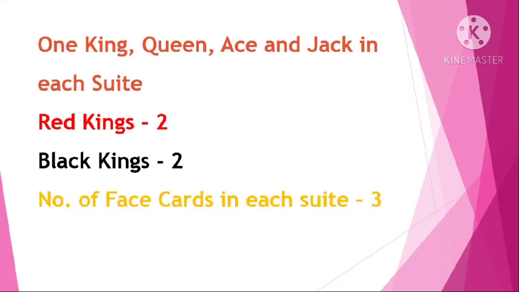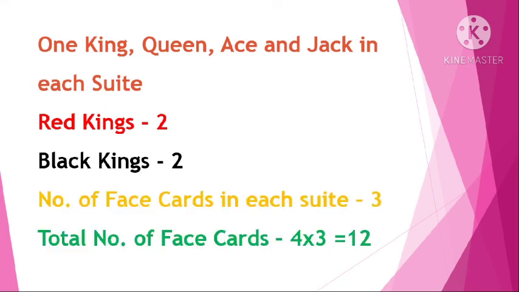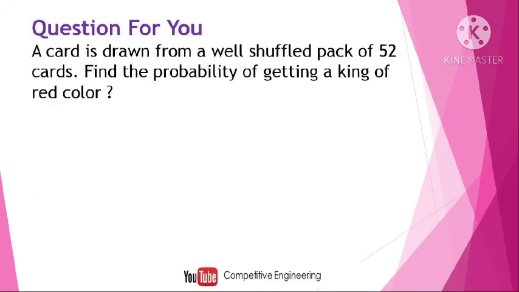Then the number of face cards in each suit is 3, so the total number of face cards is 4 into 3, that's 12. Each suit has 3, the total number of suits is 4, so the total is 12. So here is a question for you. A card is drawn from a well shuffled pack of 52 cards. What is the probability of getting a king of red color? I hope you can answer this question.